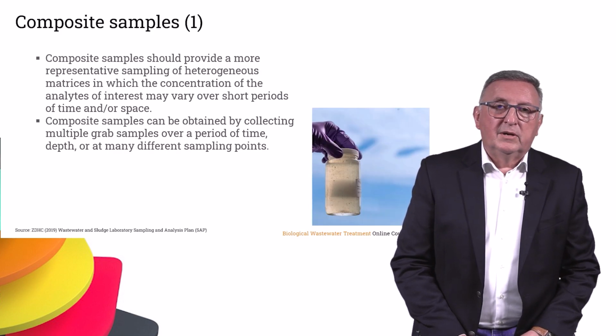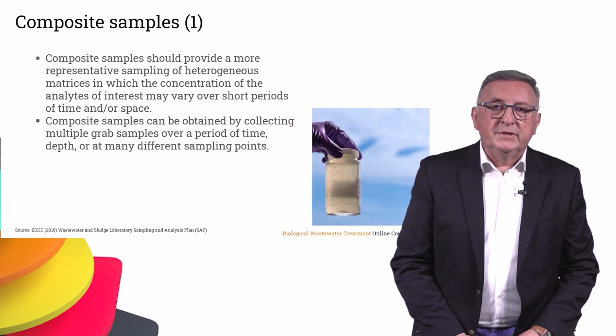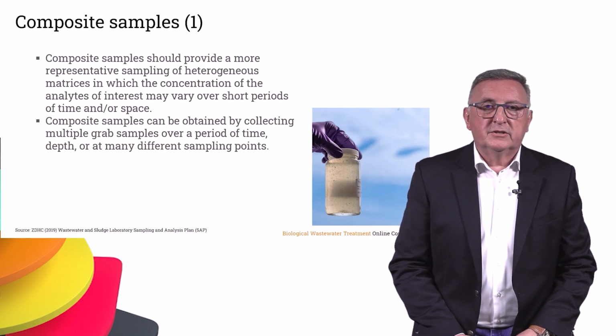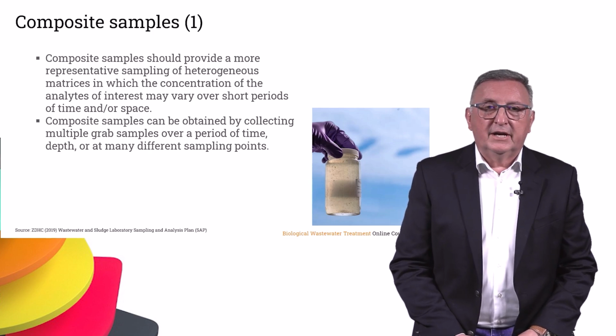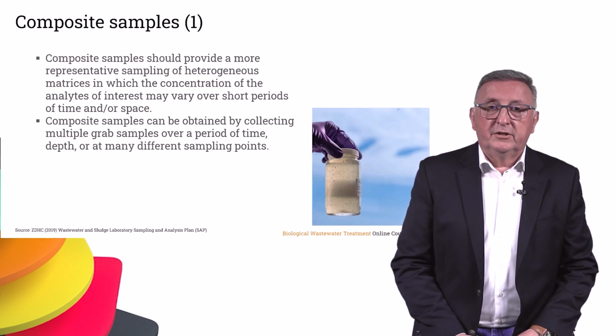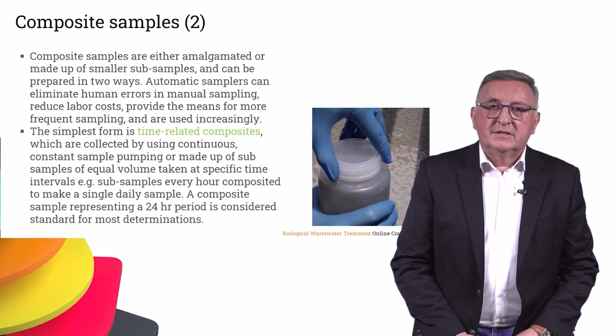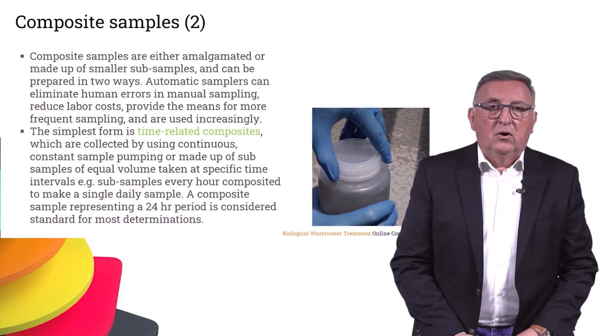Now let's talk a bit more about composite samples. Composite samples should provide a more representative sampling of heterogeneous matrices in which the concentration of the analytes of interest may vary over short periods of time and/or space. Composite samples can be obtained by collecting multiple grab samples over a period of time, depth, or at many different sampling points. Composite samples are either amalgamated or made up of smaller subsamples and can be prepared in two ways.